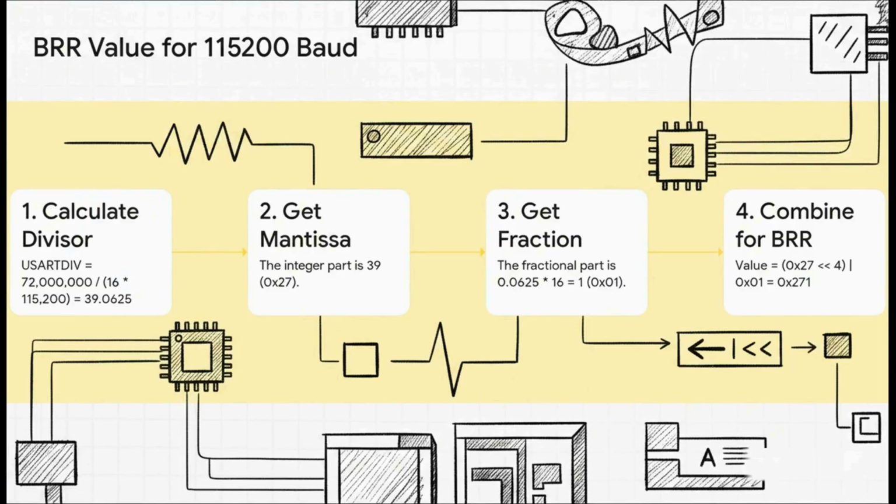Let's just walk through a real example so it makes sense. Say we want a common baud rate like 115,200, and our system clock is 72 megahertz. We just plug those into the formula, and we get a divisor of 39.0625. Now the hardware register splits this number into two parts. The integer part, 39, is called the mantissa. For the fractional part, that 0.0625, we multiply it by 16, which gives us 1. We then just mash these together into the register. The mantissa, 39, goes in the upper bits, and the fraction, 1, goes in the lower bits, giving us our final register value of hex 271.